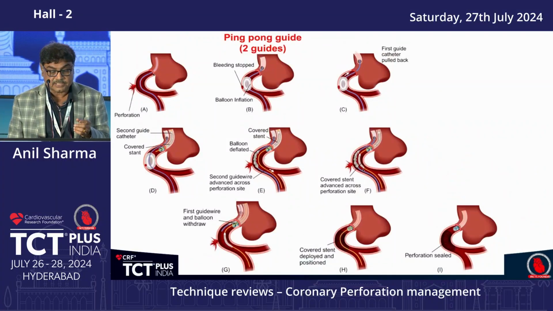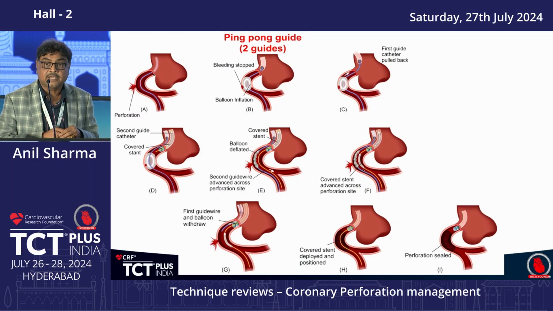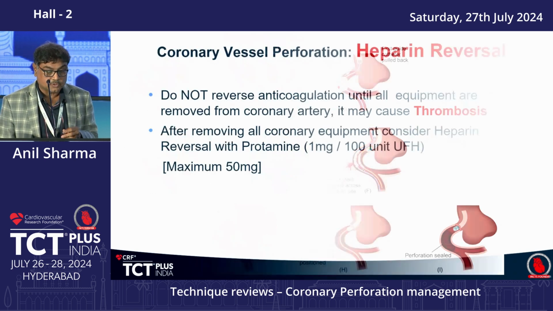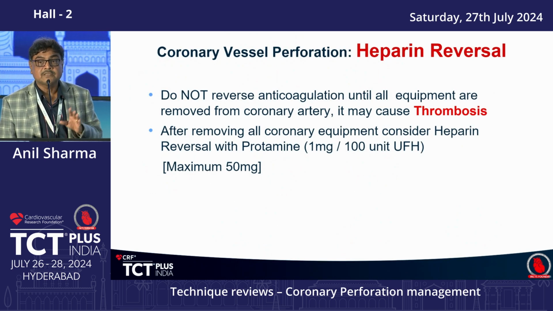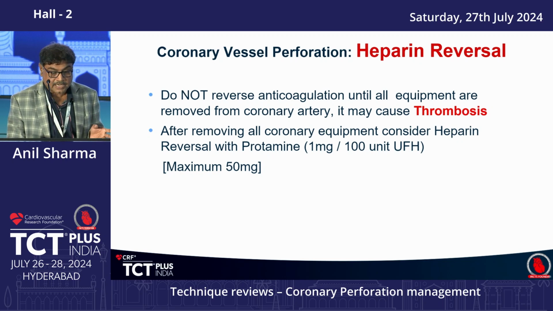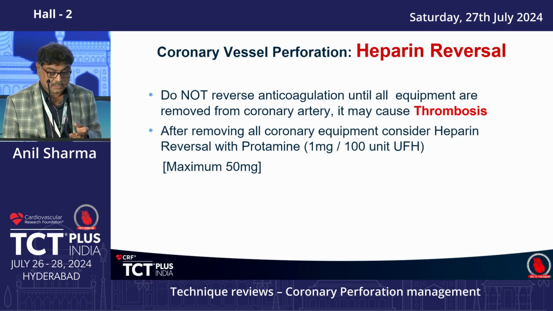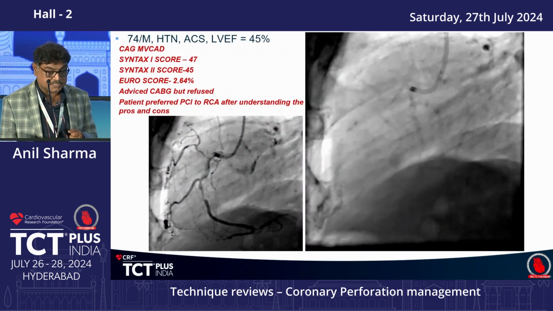So this is the single guide, this is the dual guide technique. You can see in this guide, temporarily deflate the balloon, put the guide, put the wire, and before putting this guide, the first guide you have to temporarily withdraw. That should be like hanging in the aorta. So this is the technique we do. Heparin reversal is 1 milligram per 100 units, but do not use more than 50 milligrams of protamine. But this is the last thing. I'll show one interesting case.